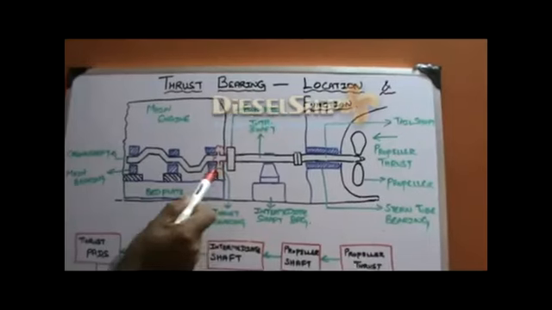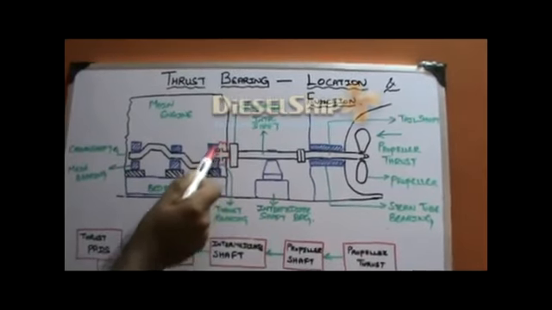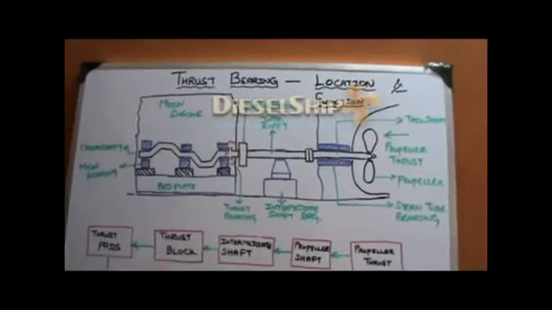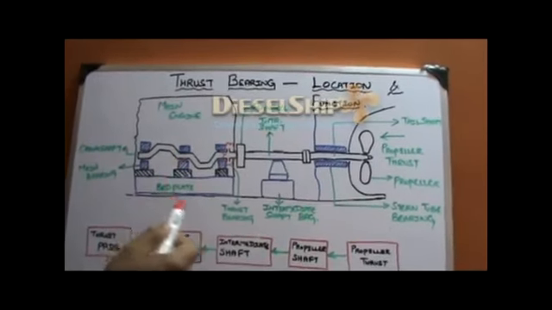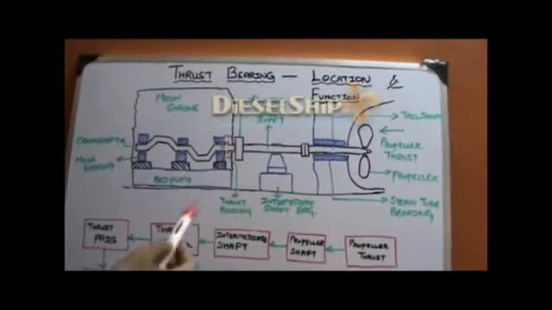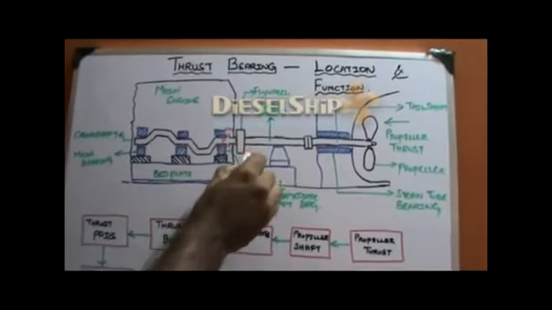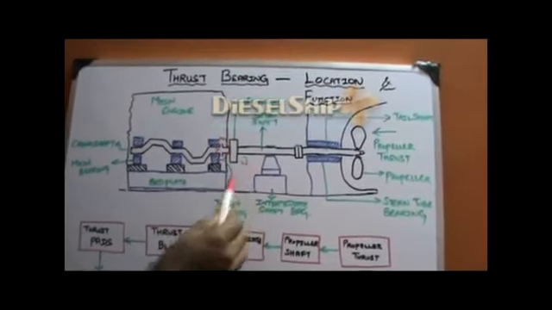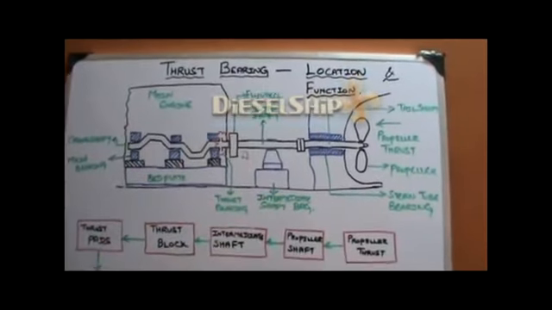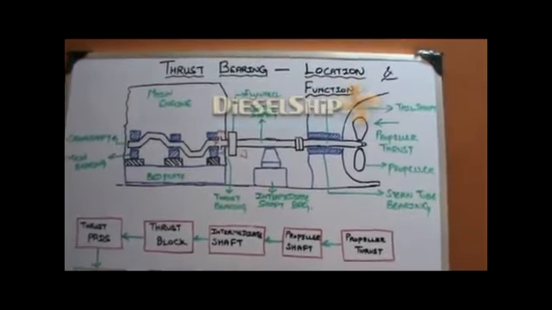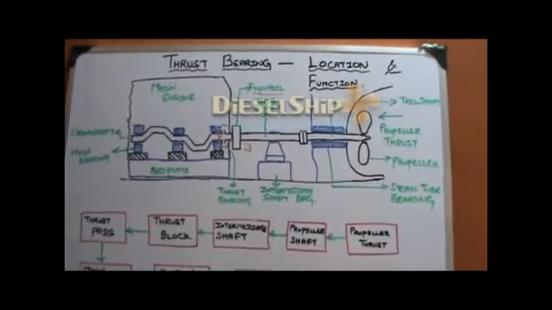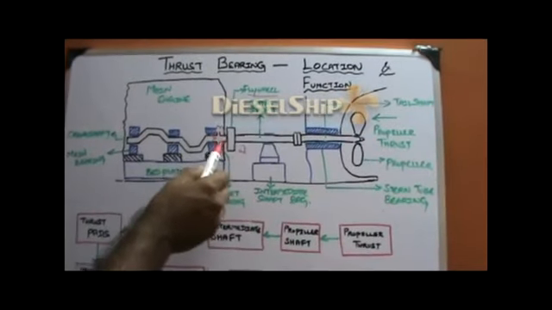The last portion of the main engine is having the thrust block. It is an integral part of the main engine. 20 years before, or maybe 15 years before, you would find the thrust block outside the main engine. The thrust block formed a separate unit to absorb the propeller thrust. But currently the recent trend is to make the thrust block an integral part of the main engine at the aftmost unit.